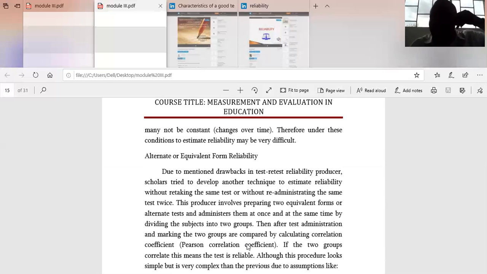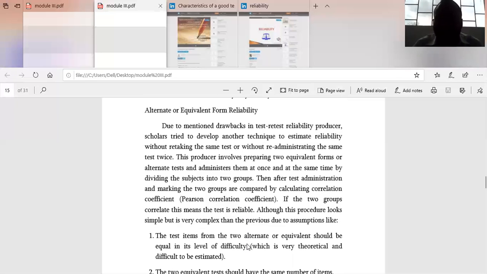Don't just come up with a question of knowledge as question one in test A, and then you come up with a question of evaluation in category B. No, if it is knowledge, assess knowledge in both papers with the same question item. So after the test administration, the two groups are compared by calculating the correlation coefficient.